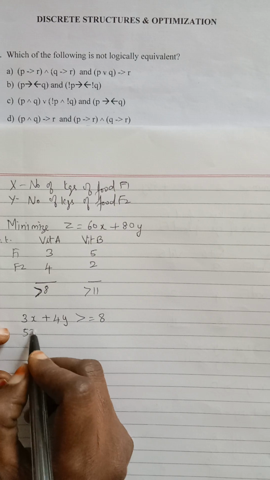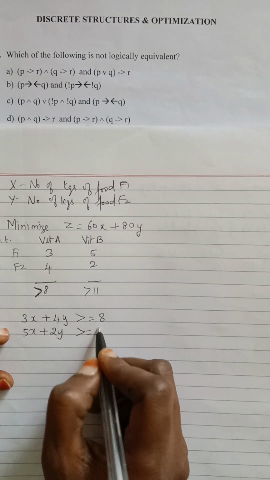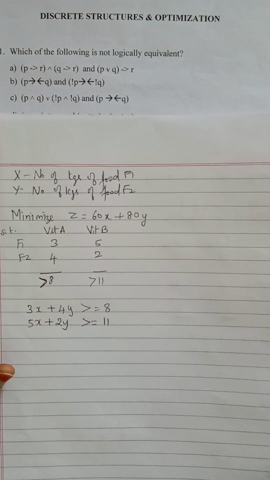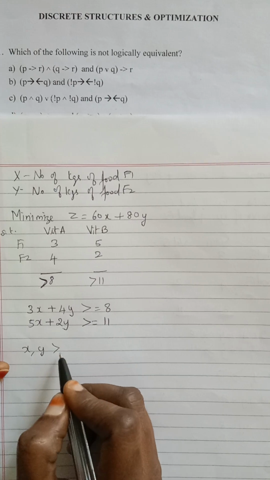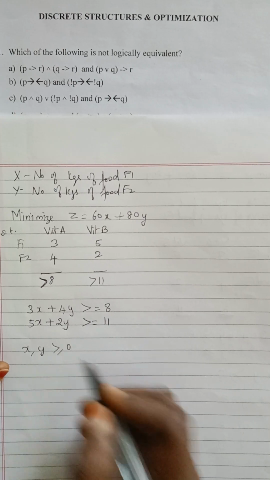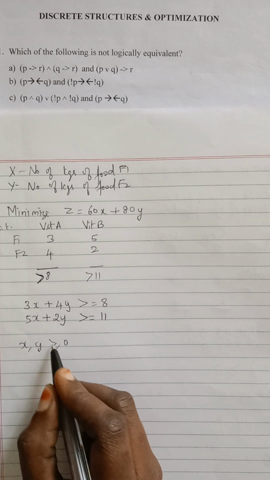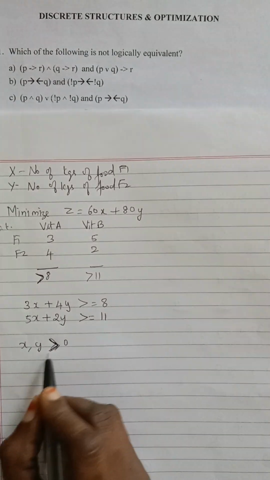Next, 5x plus 2y should be greater than or equal to 11. So these are the constraints. Okay, so x and y should be greater than or equal to 0. It should not be 0, it should have some value. So x and y will be greater than 0.